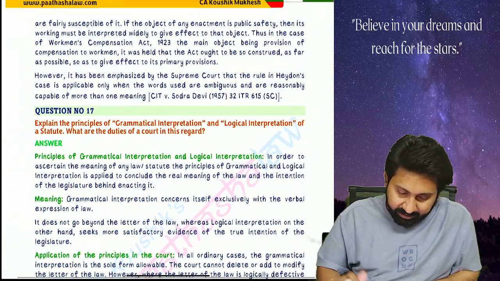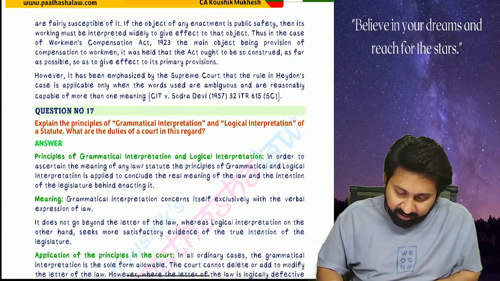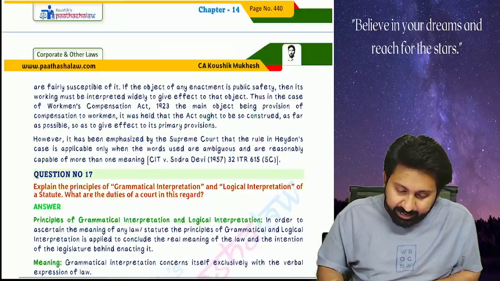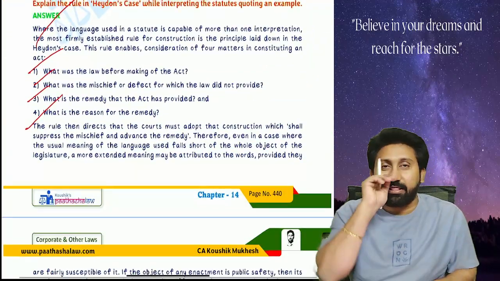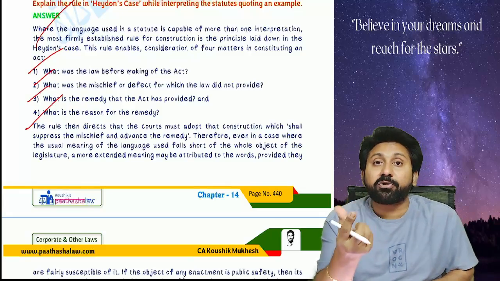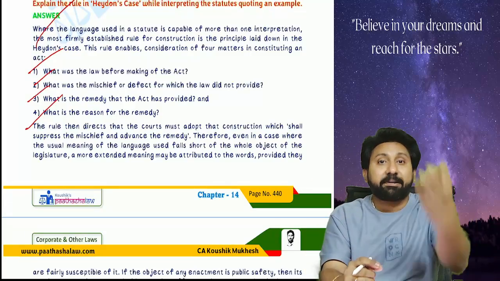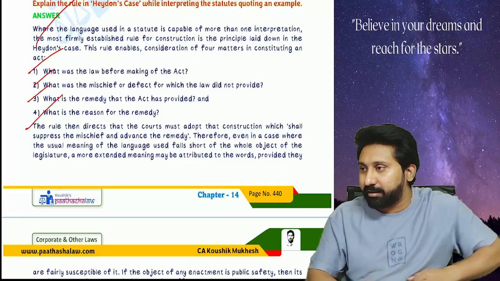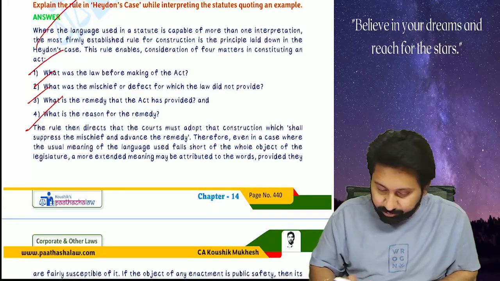That's it. Next. Whatever you have, you need to read the same. Heydon's rule means that when the language in the law is capable of more than one interpretation, the court should resort to such interpretation which will suppress the mischief and advance the remedy. That's it.